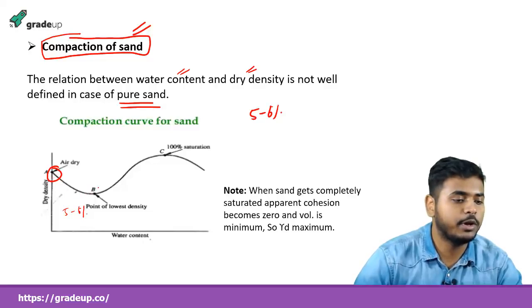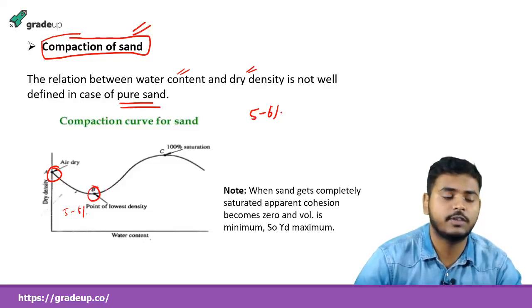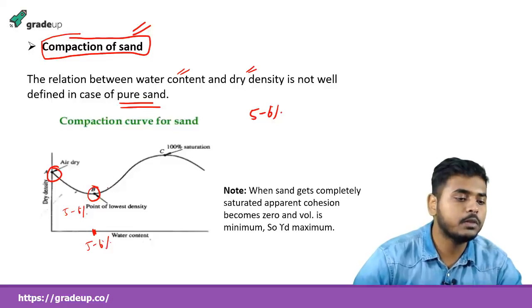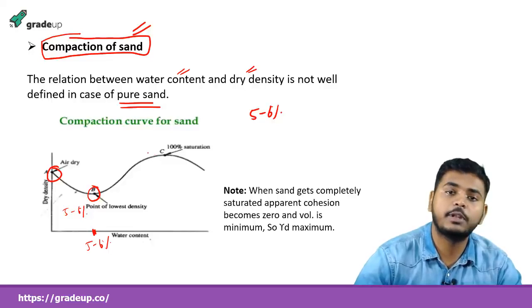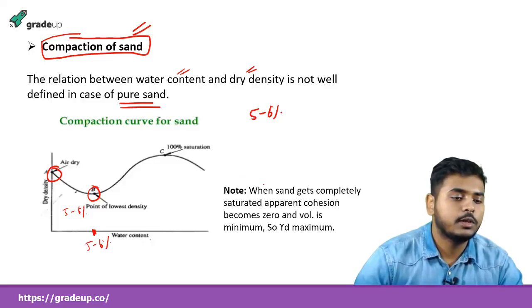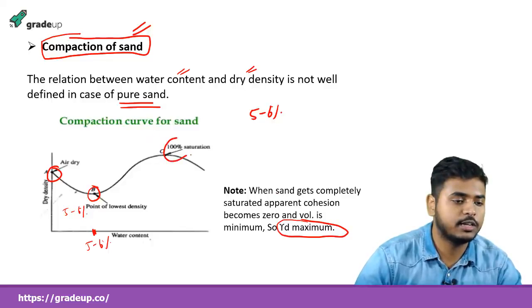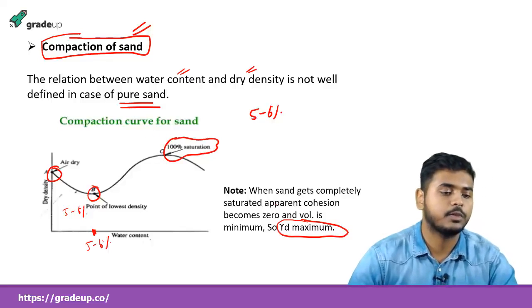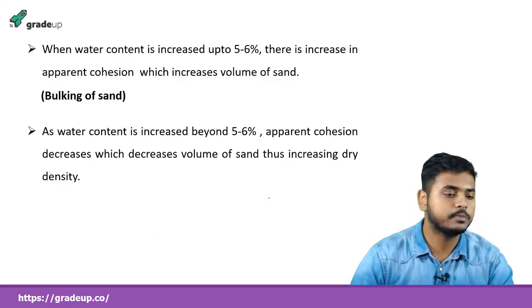So there comes a point, that is B, the point of lowest density, when the volume is at the maximum level, at around 5 to 6% water content. And now again, when we increase the water content, we find that the volume starts decreasing as apparent cohesion starts decreasing. Okay. So the gamma D maximum value is obtained when sand gets completely saturated, that is at 100% saturation. Okay, here the volume is minimum.